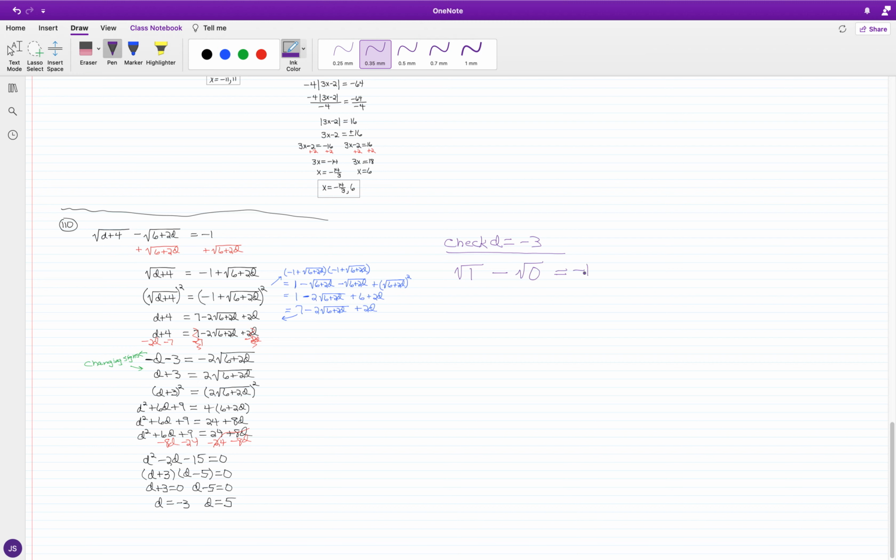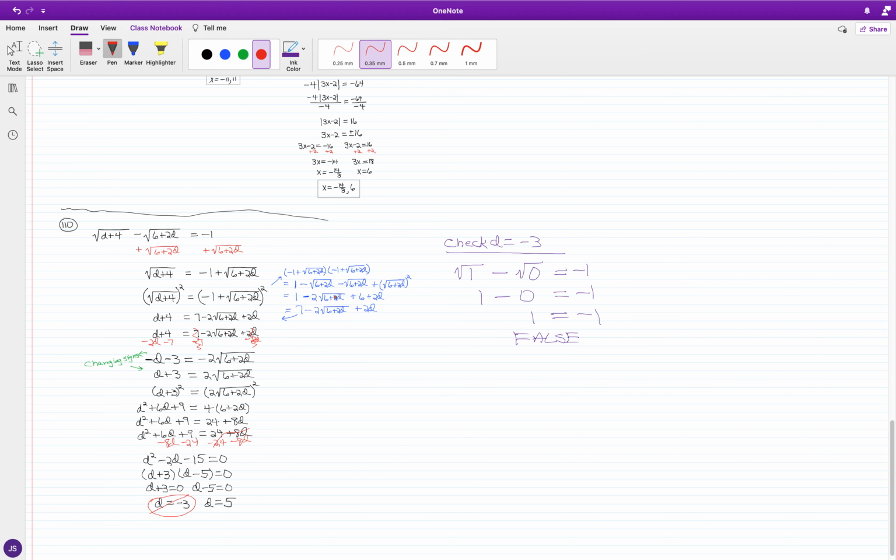And square root of 1 is 1. Square root of 0 is 0. So in putting back with D at negative 3, we're trying to say that 1 is equal to negative 1. So this part here, okay, does not quite work out.